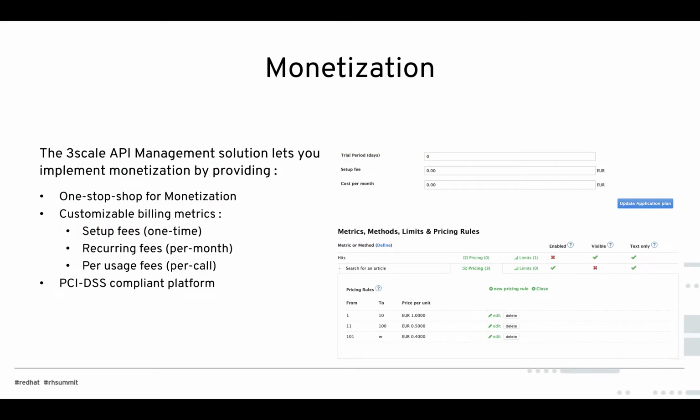The 3scale API management solution lets you implement monetization by providing a one-stop shop for monetization, customizable billing metrics with setup fees, recurring fees, and per-usage fees. The platform itself is PCI DSS.